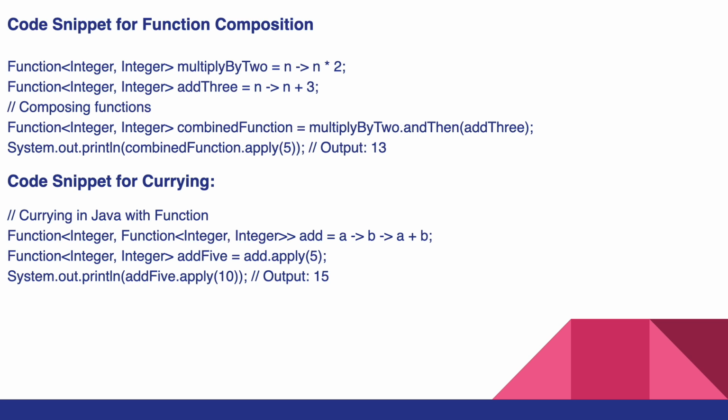Covering another advanced concept, currying involves breaking down a function that takes multiple arguments into a series of functions that each take a single argument. This technique is particularly useful for creating more modular and reusable code.